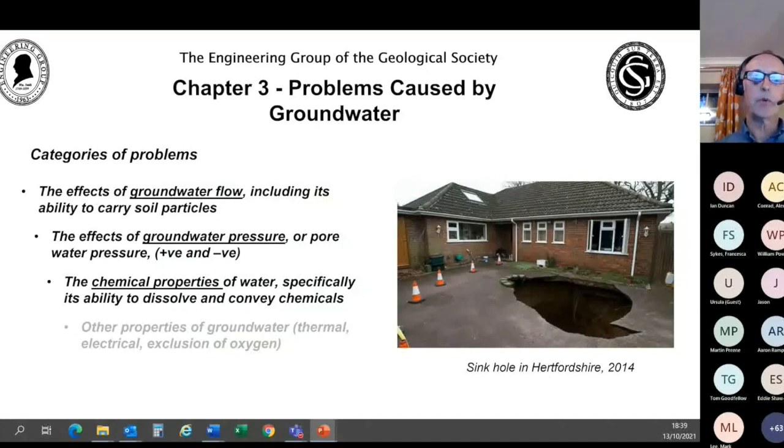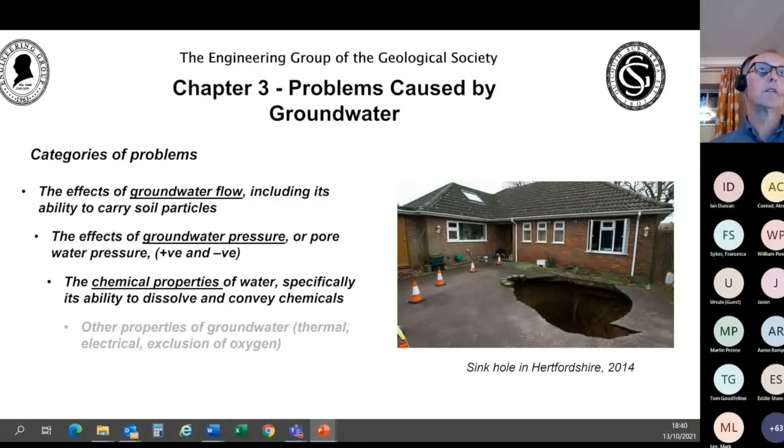So one of our starting points was to record some of the problems that we as ground engineers face as a result of the effects of groundwater. Problems caused by groundwater come in all shapes and sizes, from localized seepages to regional scale problems. And we found that they nevertheless related to a relatively small number of fundamental effects of groundwater.